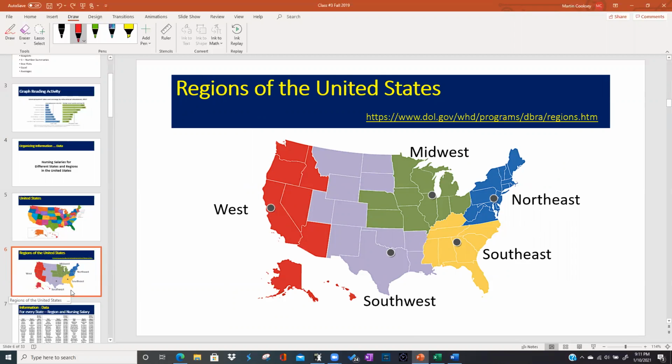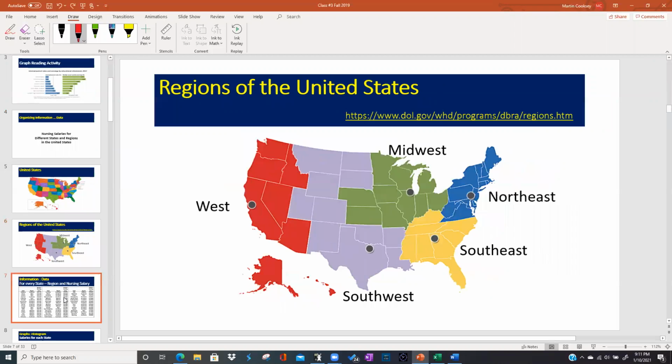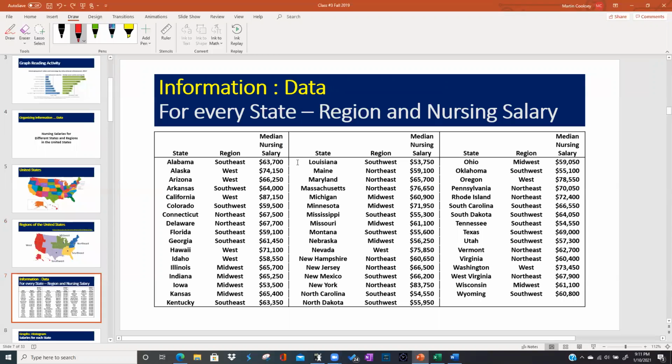So with that, the information that we're going to have here is for every state, we're going to have a region and a nursing salary. So the information about each state, besides its name, is the region that it's in and the median nursing salary. And the median nursing salary you can consider kind of a typical nursing salary for that particular state.